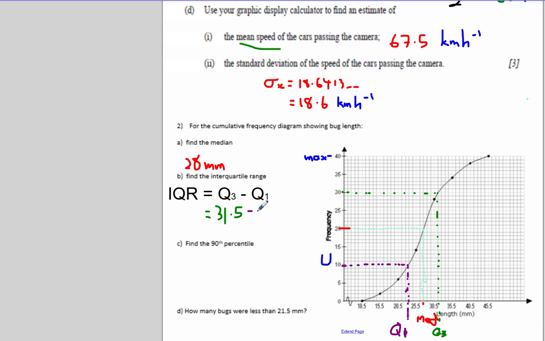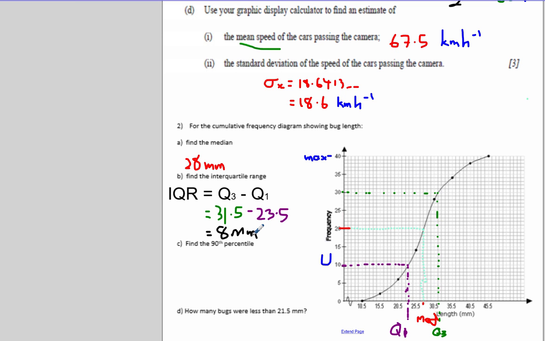23.5, plug that in the calculator, 31.5 minus 23.5, what does it equal? Our interquartile range, therefore, is about 8. What are our units? Millimeters. Now this is crummy. Hopefully the next video I'll be able to get access to an actual smartboard and make a bit of video for you.